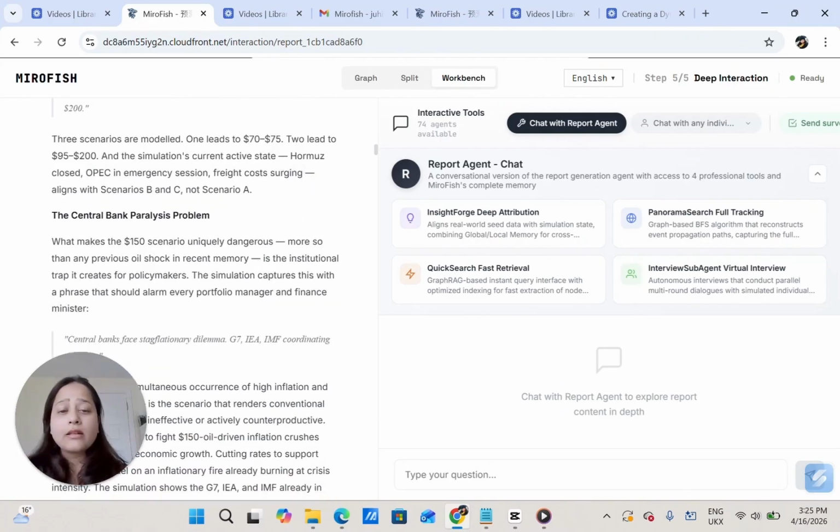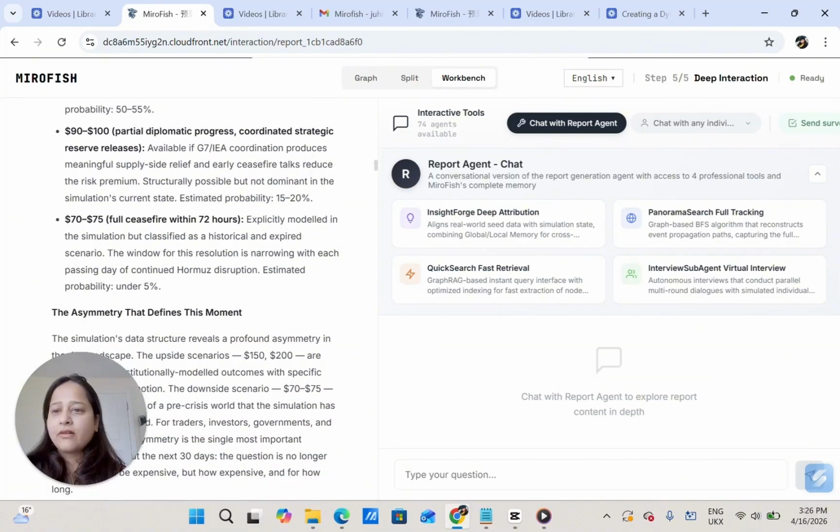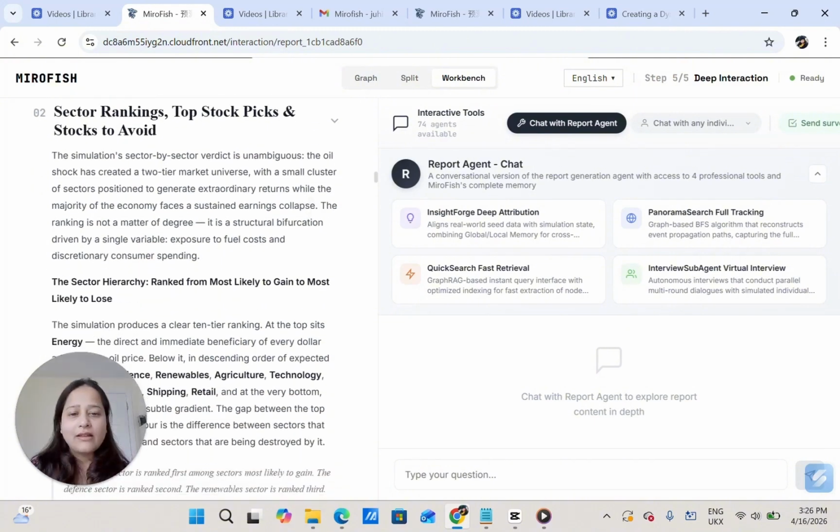Now we will get into how the stock market will react. It's a very detailed report. Now we are going to get an answer to what top stocks we should buy and what top 5 stocks we should avoid. When we move towards the top 5 stocks to avoid, it concludes with Delta Airlines, United Airlines, Ryanair, Royal Caribbean. Airlines because jet fuel at $150 oil is existential. Cruise lines because discretionary spending is collapsing.